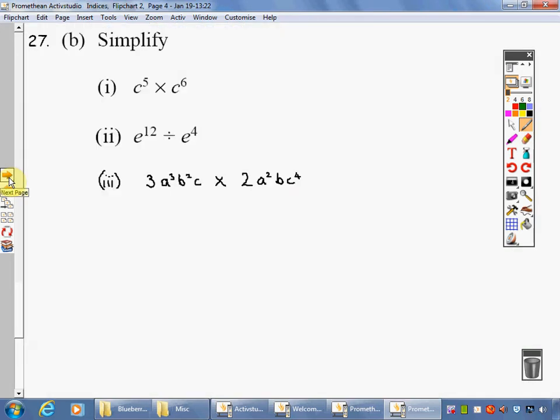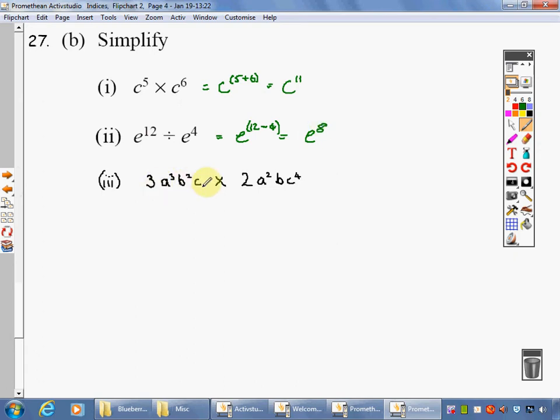Okay, some questions for you here. Press pause. Welcome back. Okay, the first one, c to the 5 times c to the 6. It's timesing, so we add the indices. Equals c to the 5 plus 6, which is c to the 11. Okay, this one. We're dividing, so subtract the indices. e to the 12 subtract 4, which is e to the 8.